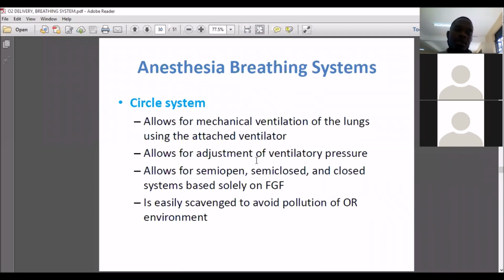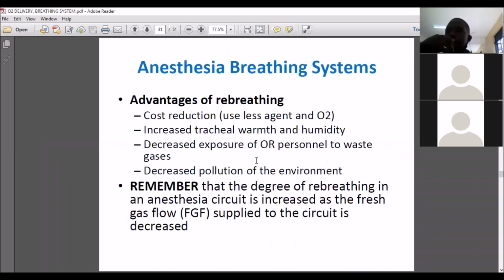And then it is easy to scavenge to avoid pollution of the OR environment, whereby the carbon dioxide, we are removing it. So we are having less waste. So that means we are not polluting the air with our waste from the patient.